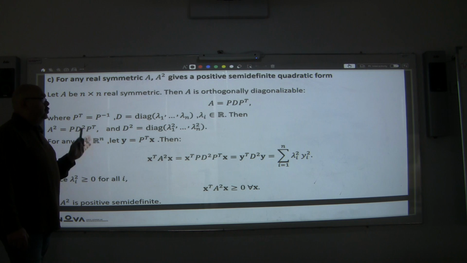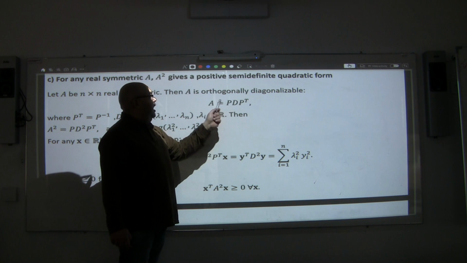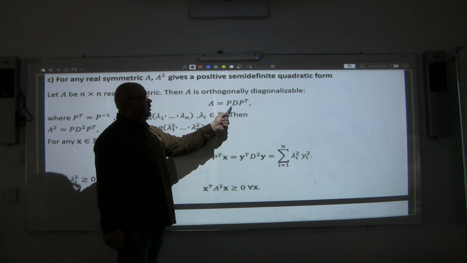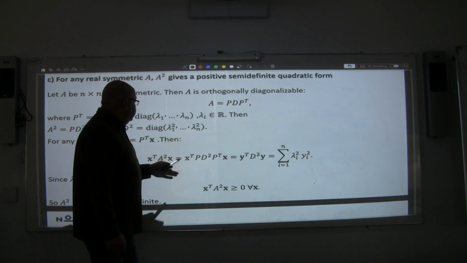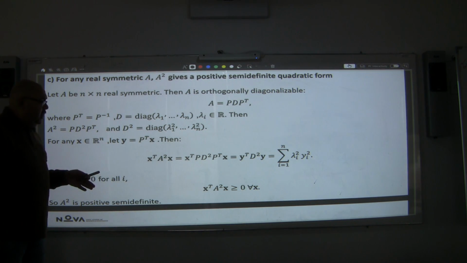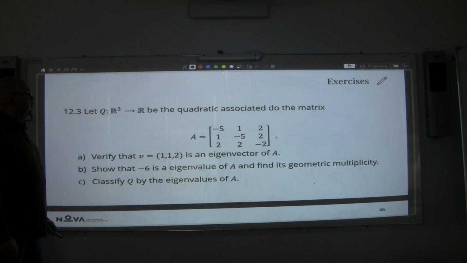In all cases you will have a positive definite, because if A is B times D times B transpose, and you are getting A squared, you will multiply this times itself, and you will have D to the power of 2, which means that you will be dealing with a positive definite in all cases. So it's a positive semi-definite. You don't have negative terms.